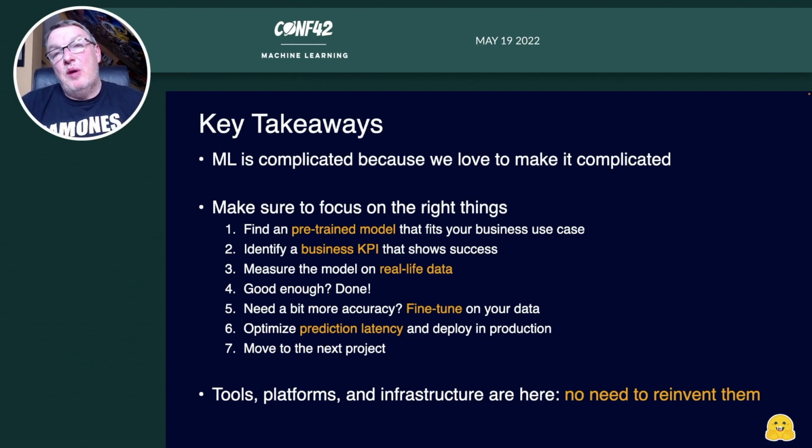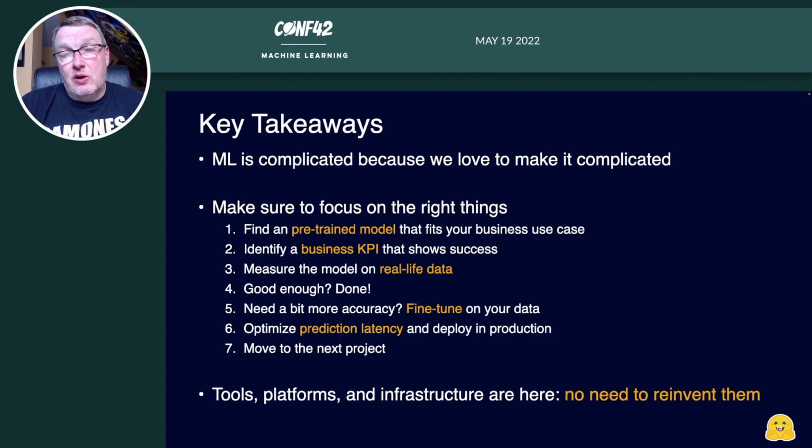Identify a business KPI that will show success. Machine learning KPIs are nice, you need them, but metrics will only go so far. You need to have some kind of business KPI that tells you, yes, this predictive application works and it's actually performing better than whatever we had before. That's really important, and your business stakeholders will want to see that anyway.